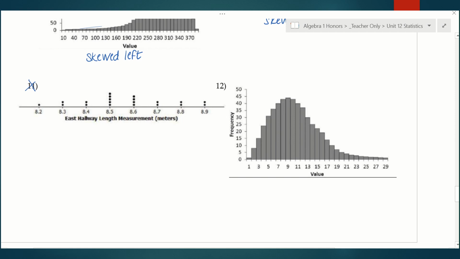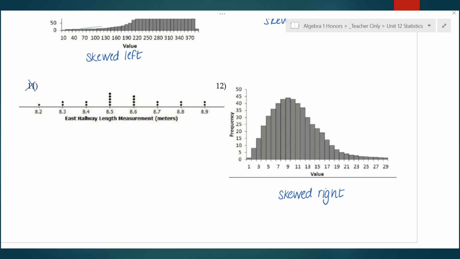So number 12, if you look, your data is skewed to the right because the tail end is on the right. Okay, so just something that is important for you to be able to recognize, but you won't have to do anything more with it.